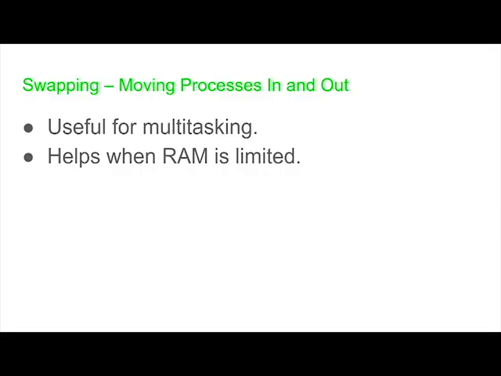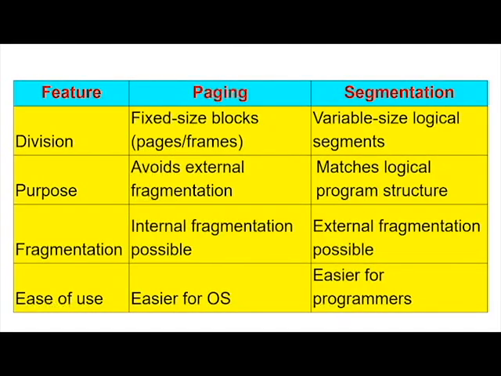For this, we use swapping as a process of moving processes in and out. Swapping is when your OS temporarily moves a process out of the RAM to the disk and later brings it back. It is useful for multitasking. It also helps when the RAM size is limited. But too much swapping may slow the system down drastically.